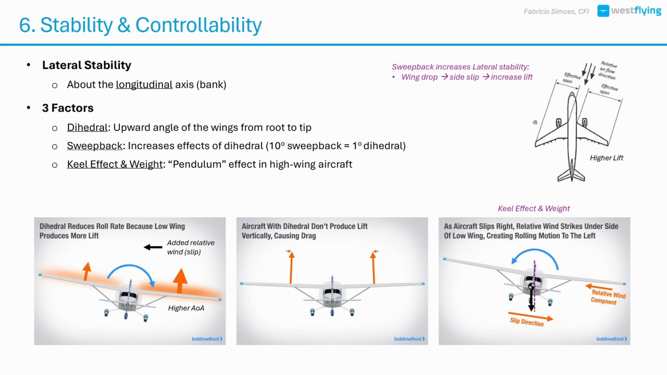This is especially noticeable in high-wing aircraft. The aircraft behaves like a pendulum. The fuselage mass below the wings resists rolling, helping the aircraft return to upright flight. In practice, you'll feel lateral stability when you release the yoke after a gentle bank and the aircraft slowly rights itself.